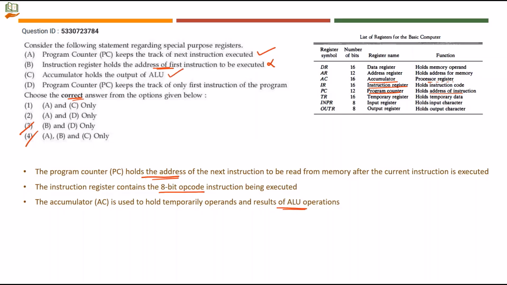What about the fourth statement? Program counter keeps the track of only first instruction of the program. It holds the address of the next instruction after the current instruction is executed. So it is not about tracking only the first instruction. It's about tracking the next instruction to be executed. When A is true, definitely D is false. So when you find D is also false, you can rule out option 2. Option number 1, A and C only will be the right answer.